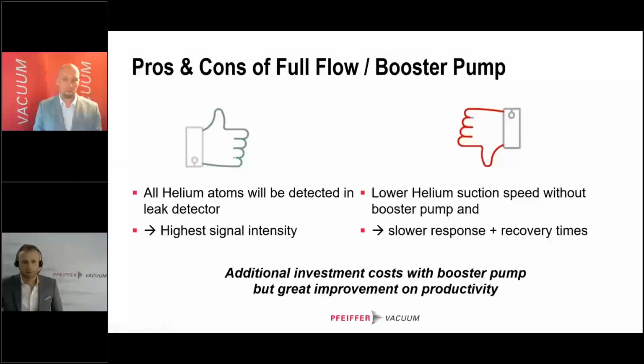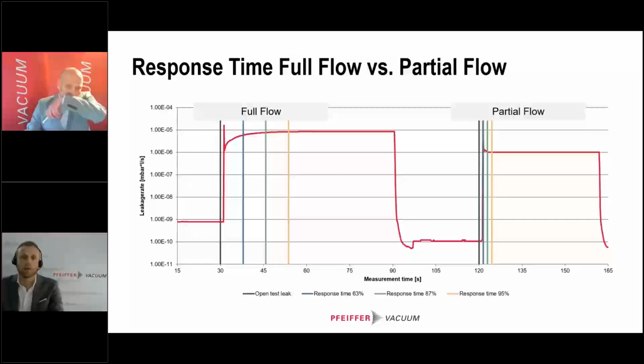Yeah, so just to summarize the differences between the full flow and the partial flow, I think we can do this pretty well with this chart here. So you see the leak rate in this red line. You see on the left side here the level of the full flow method, which basically tells us the intensity of the signal. And you can see that this intensity is higher than the intensity in the partial flow.